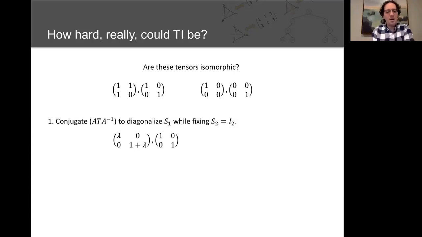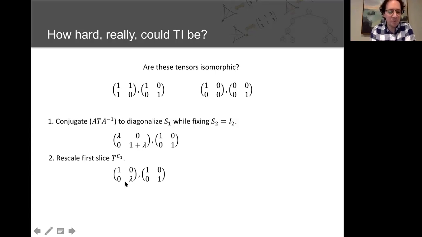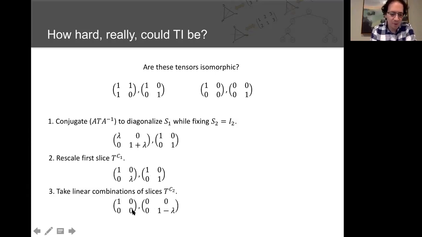Okay, and now I can start taking linear combinations of these. So I'm gonna rescale this first one so that it looks like this. And now I'm gonna subtract this first one from this one to make this entry here 0. And then I'll take this one and subtract a multiple of it back from here to make this entry 0. So this was my linear combination of my two slices. And then finally, I'll rescale this rightmost slice to turn that 1 minus lambda into a 1. And now these two are turned into these two.